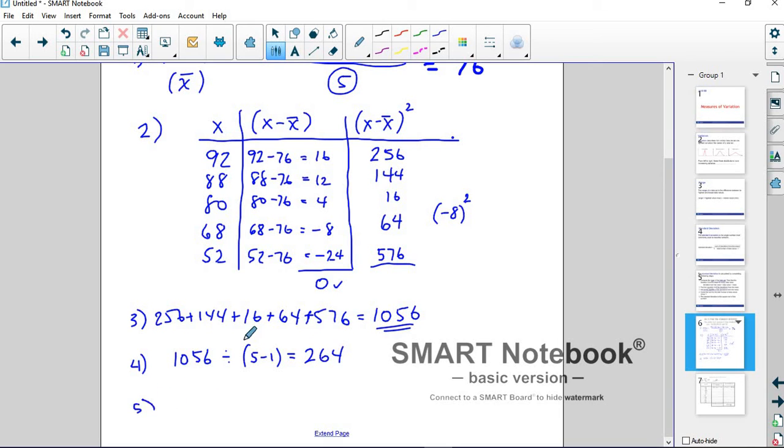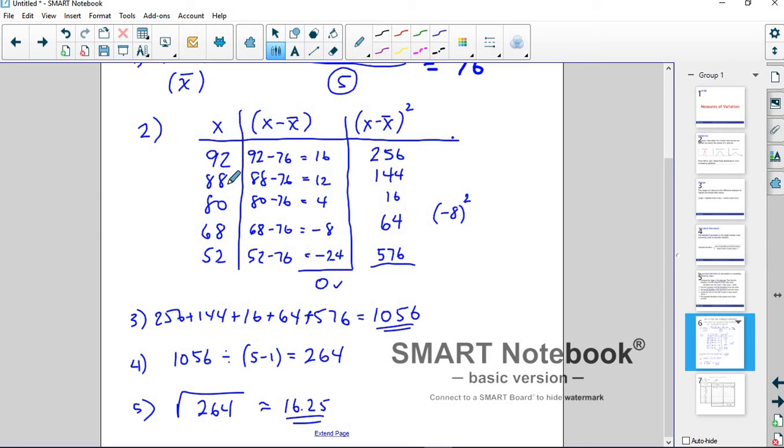And then in order to kind of undo the squaring, we're going to take the square root. You take the square root of 264, and you get approximately 16.25. All right, 16.248. Didn't say how far to round it. Okay, and so that's the standard deviation.